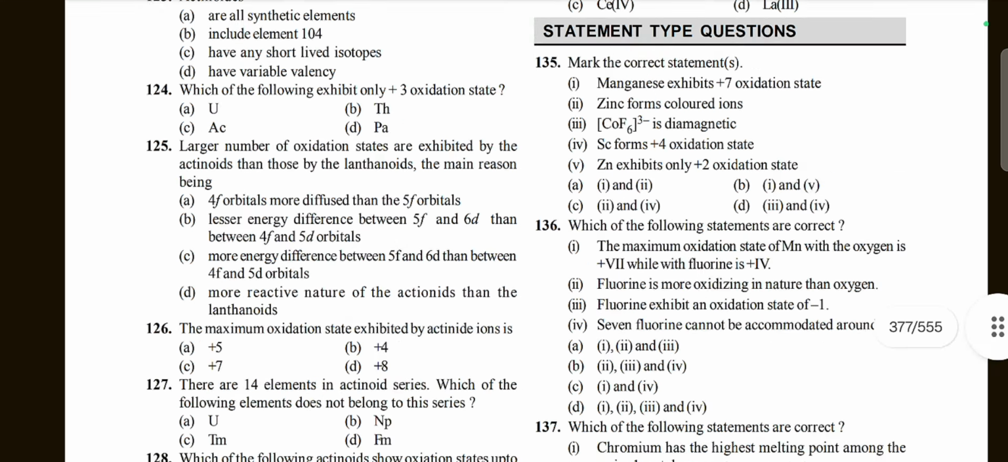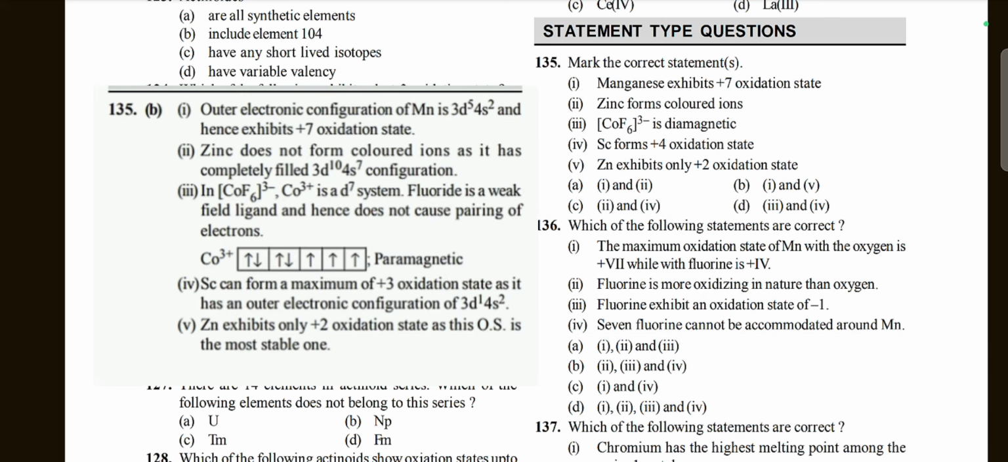Statement type questions. Mark the correct statement. Manganese exhibit plus 7 oxidation state. Yes, true. Zinc forms colored ions. No, false, because it has completely filled 3d10 4s2 configuration. So it is not colored. CoF6 3- is diamagnetic. No, this is also false. Co3+ is a d6 system. Fluoride is a weak field ligand and hence does not cause pairing of electrons. So it is paramagnetic, not diamagnetic.